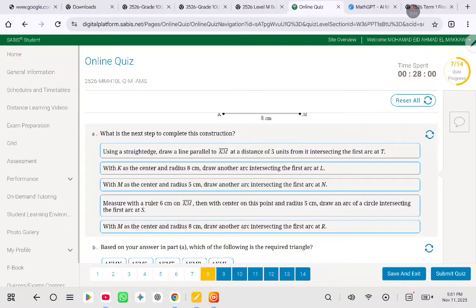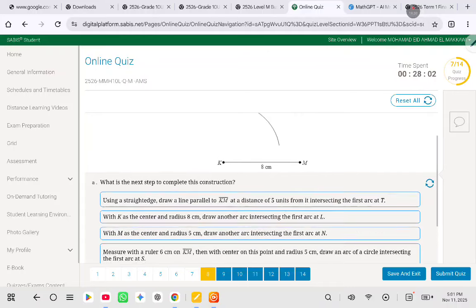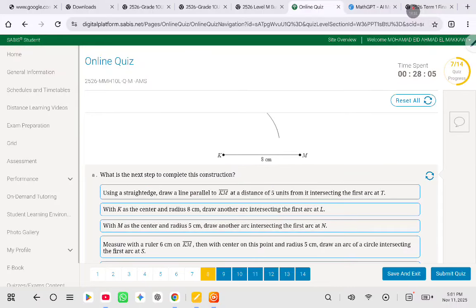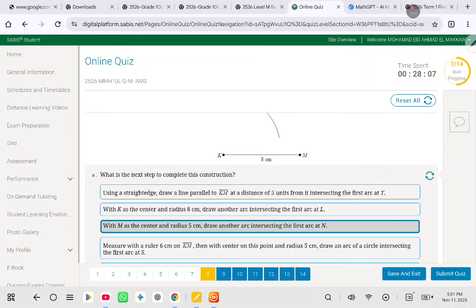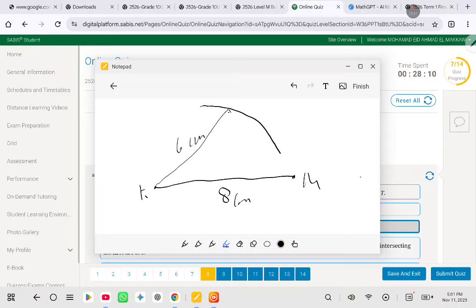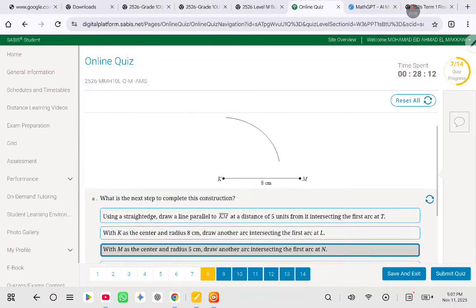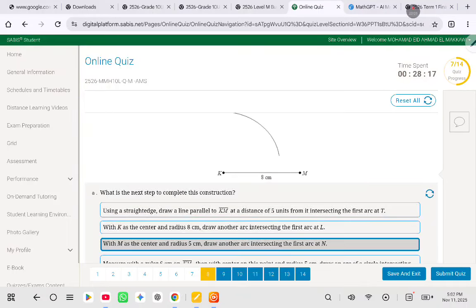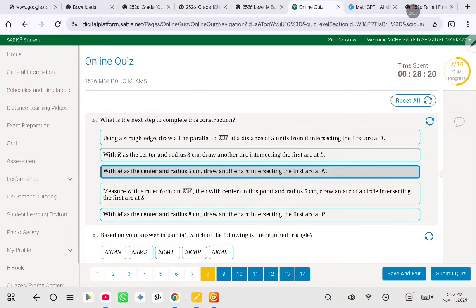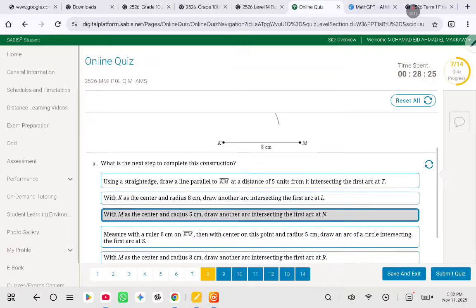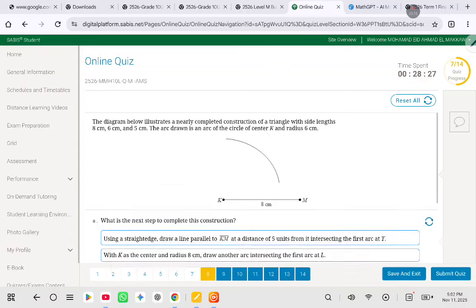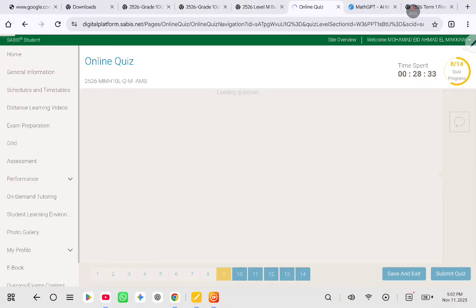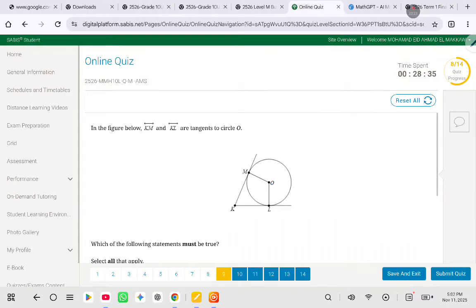With K as the center and radius 8 centimeters, draw another arc. No. With M as the center and radius 5, draw another arc intersecting the first arc at N. That's right, because we just draw 5 centimeters since we already did the 8 and the 6. We started from K and then we did M, which is 5. Based on your answer in part A, which of the following is required for this triangle? K, M, N, because we started at K and then went to M, we do the 5 and then N, right? So it's K, M, N.